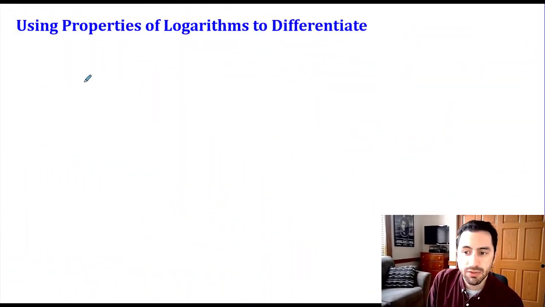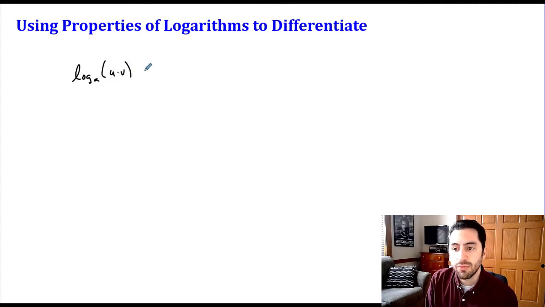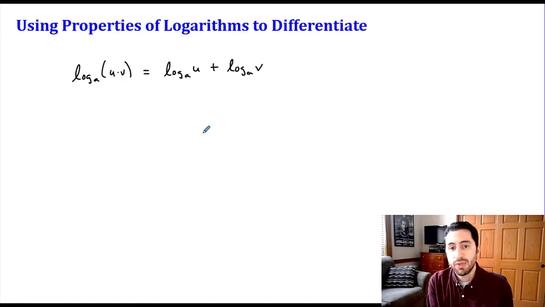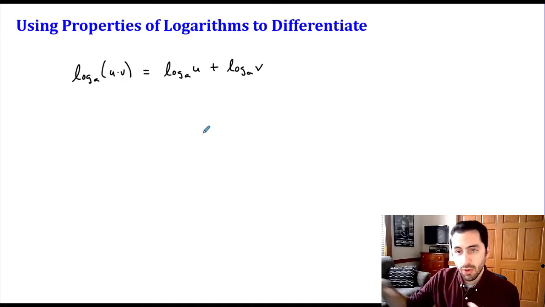So we have a couple different ones. The first one, we have the logarithm of a product. So if inside my logarithm, I have a couple things that are multiplied together, remember that we can separate this, we can expand it into the log base a of u plus the log base a of v. So it's multiplication inside the logarithm, we can separate that out into addition.